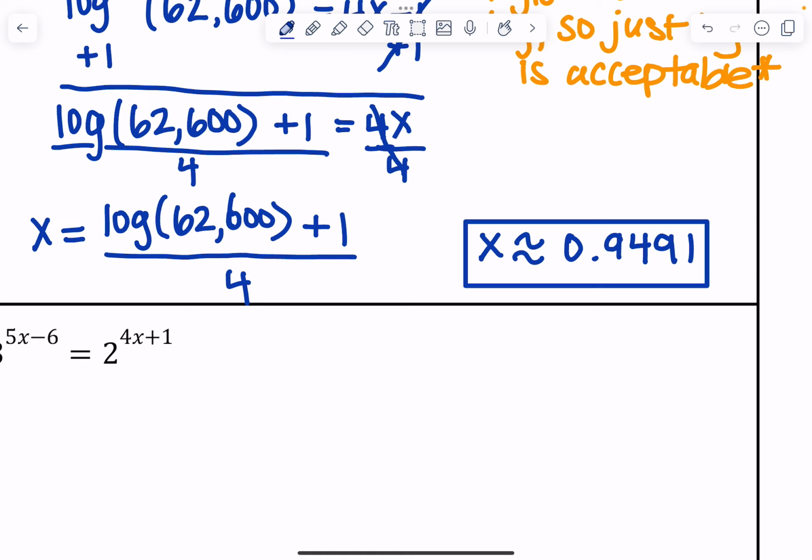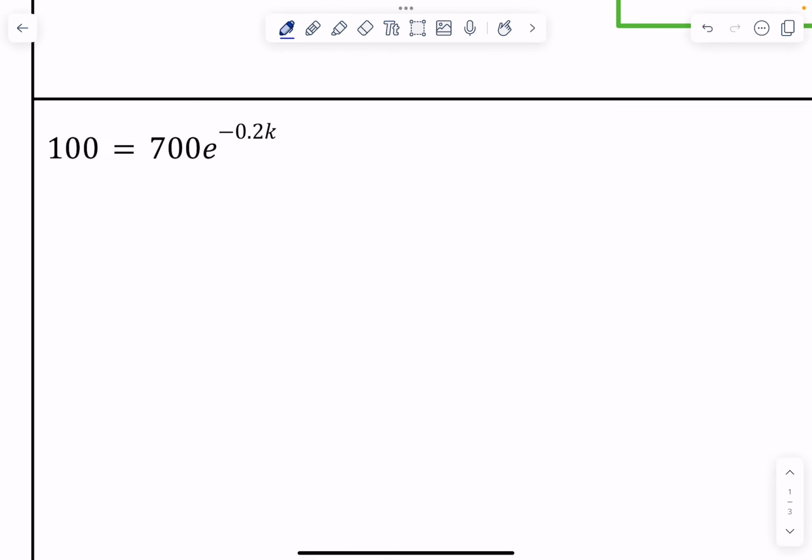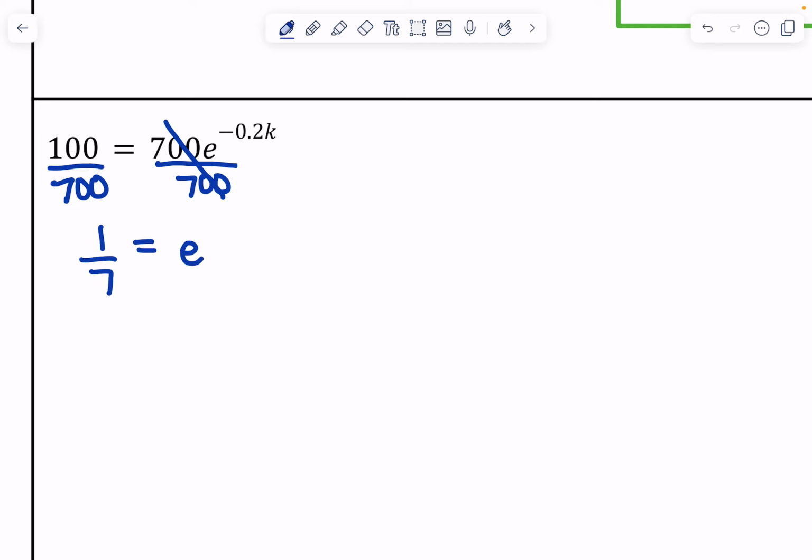Great. Okay. This next one I have 100 is equal to 700 e to the negative 0.2k. I need to get this exponential part by itself, so I'm going to get rid of that 700 by dividing by 700 on both sides. 100 divided by 700 is 1/7, and I'm left with e to the negative 0.2k.